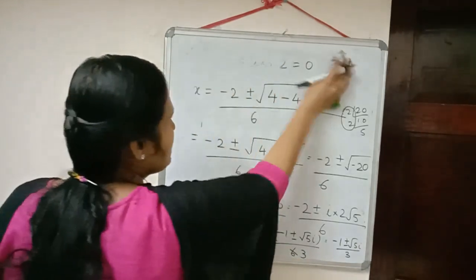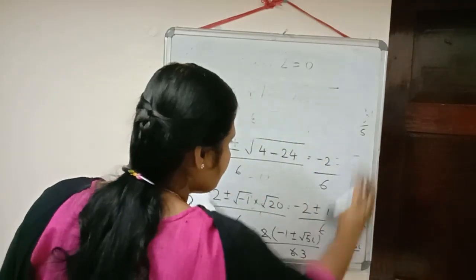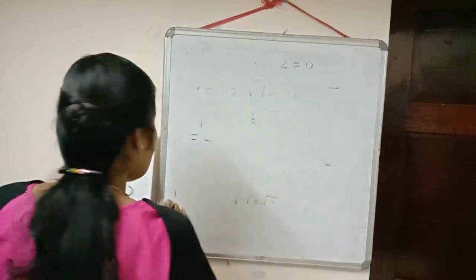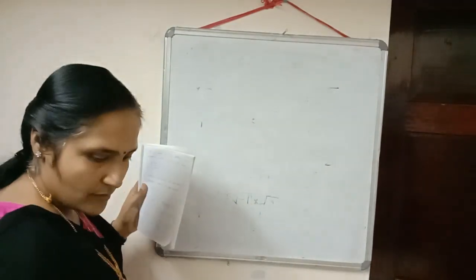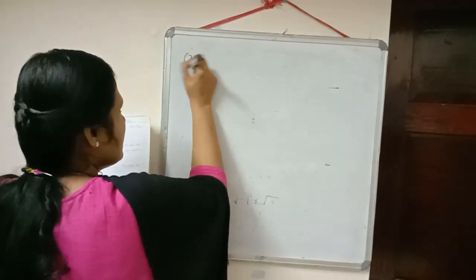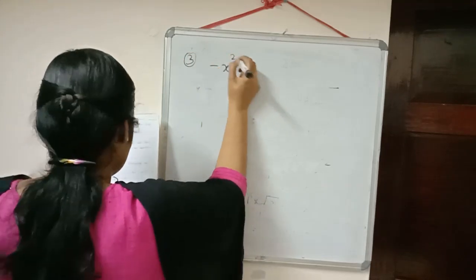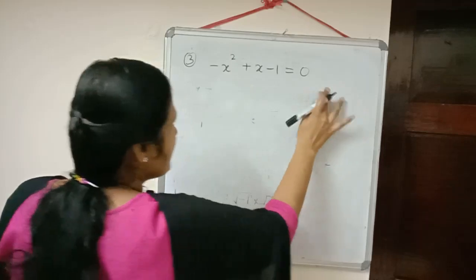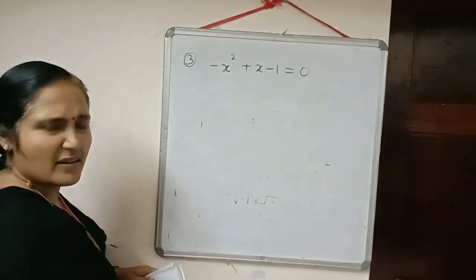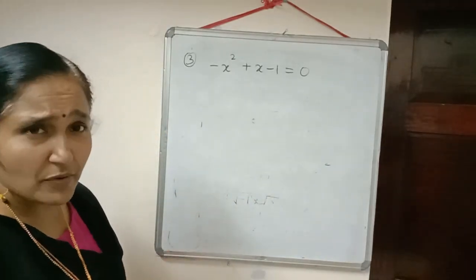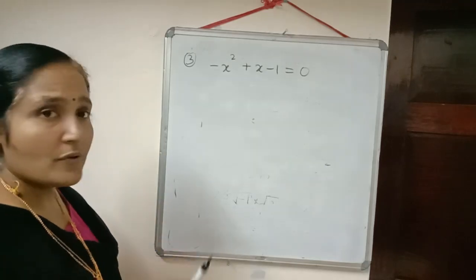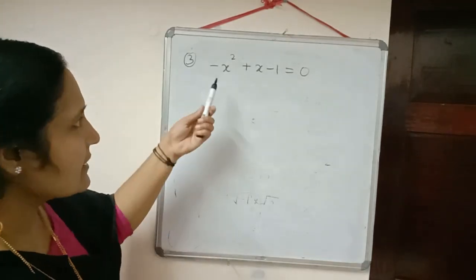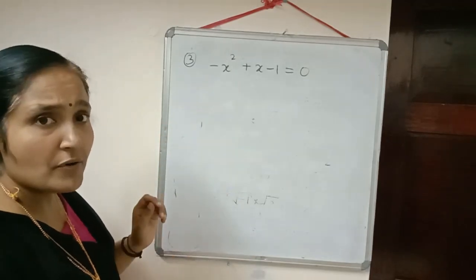Okay, now write down the next one. Question number 3 is minus x square plus x minus 1 is equal to 0. Normally when the negative sign is coming first, we don't like that. If you want you can do it directly with that. Otherwise, what we can do is make that negative sign positive. How will we do that?